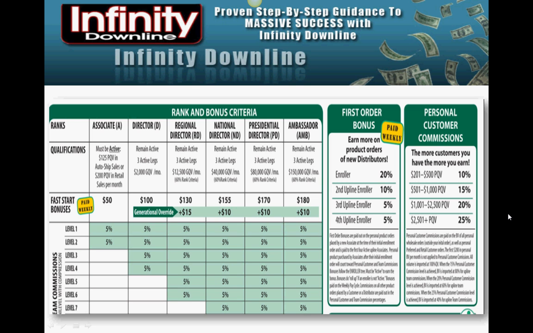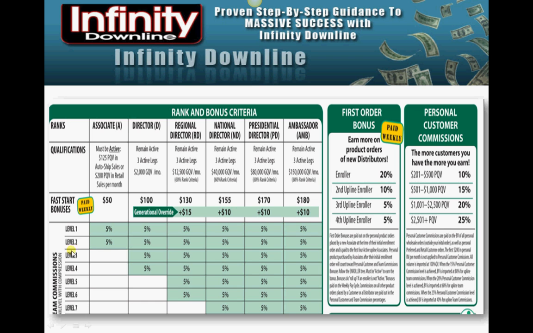Now the biggest thing I want you to look at is the associate level, director level, regional director level, national director, all of this going up to the top level, ambassador. And you look at this right here. You have to have a 125 PQV in autoship sales, or 200 PQV in retail sales. That's what I was talking about earlier. Most companies like this have a minimum PQV of at least $100. Not all, but most do, especially if it's a product that's shipped and maintained in a warehouse. It's usually at least $100.